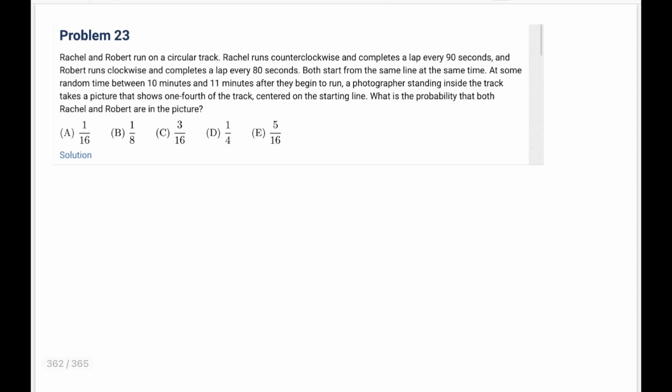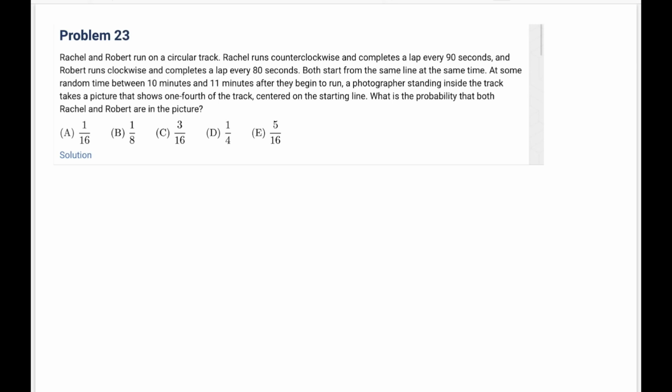Problem number 23. Rachel and Robert run on a circular track. Rachel runs counterclockwise and completes a lap every 90 seconds, and Robert runs clockwise and completes a lap every 80 seconds. Both start from the same line at the same time at some random time between 10 minutes and 11 minutes after they begin to run. A photographer standing inside the track takes a picture that shows 1/4 of the track centered on the starting line. What is the probability that both Rachel and Robert are in the picture?